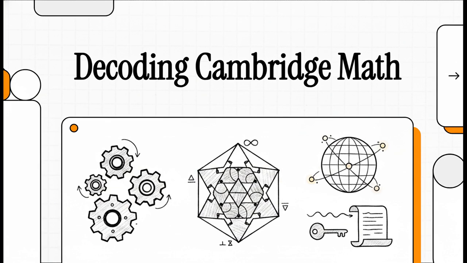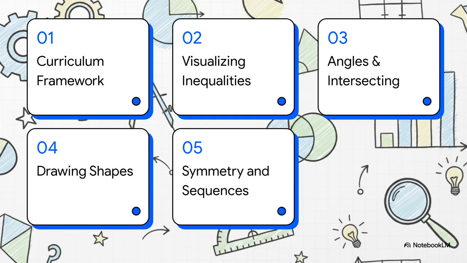It's literally a powerful tool that we use to decode the intricate patterns, shapes, and systems of the real world around us. And to do that, we're unpacking the fascinating structure of the Cambridge Lower Secondary Mathematics curriculum. Okay, let's dive right into this. We're going on a bit of a macro to micro journey today. We'll start big with the broad Cambridge curriculum framework. Then we'll zoom in on visualizing inequalities, explore the geometry of angles and intersecting lines, see how we actually draw shapes accurately, and finally, we'll wrap up with symmetry and sequences.